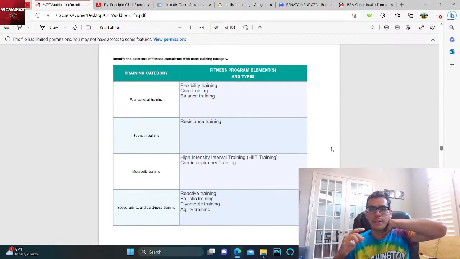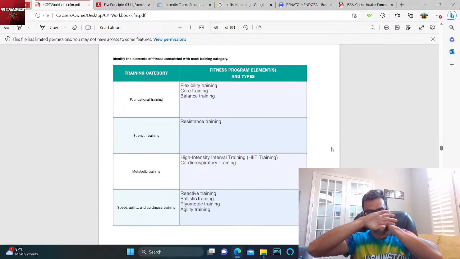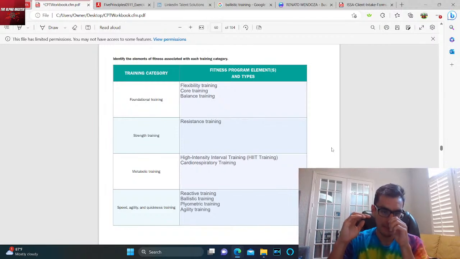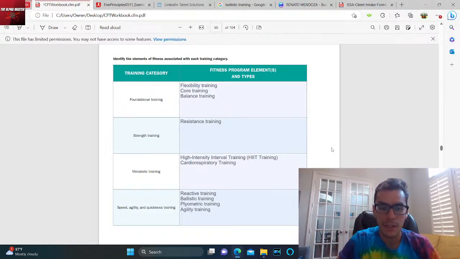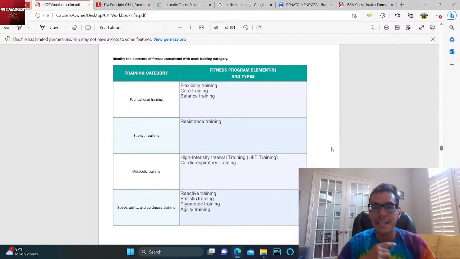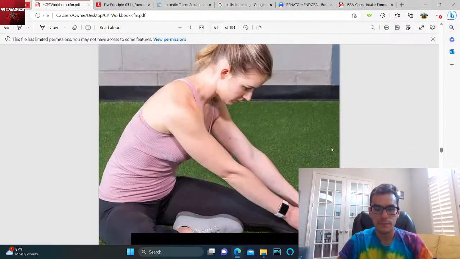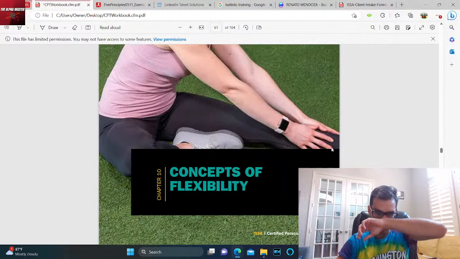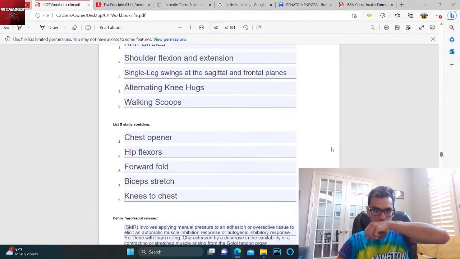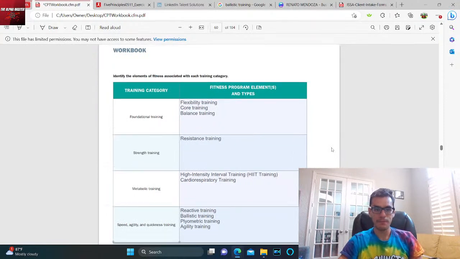For foundational training, you have the fitness program elements and types: flexibility training, core training, and balance training. For strength training, you have resistance training. For metabolic training, you have high intensity interval training, heat training, and cardiorespiratory training. And for speed, agility, and quickness training, you have reactive training, ballistic training, plyometrics training, and agility training. And then you go over concepts of flexibility.